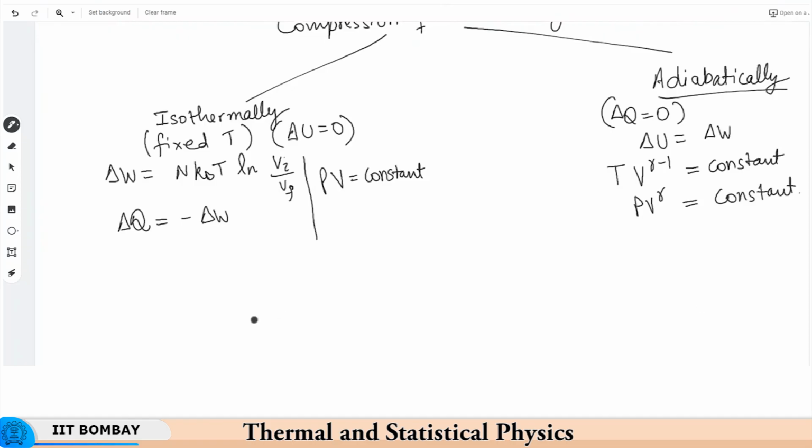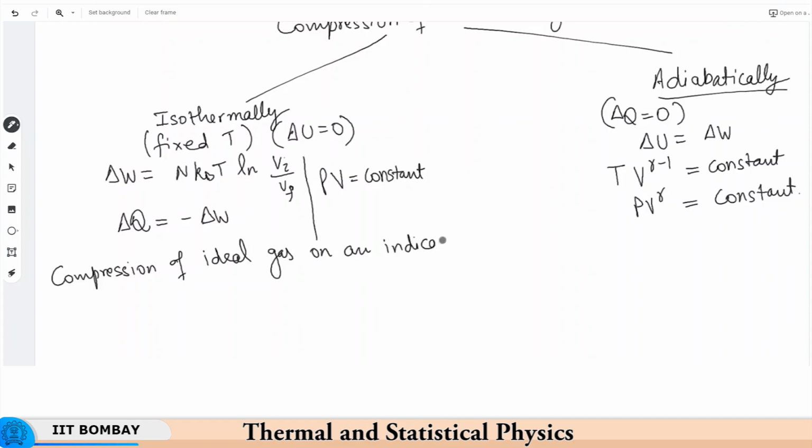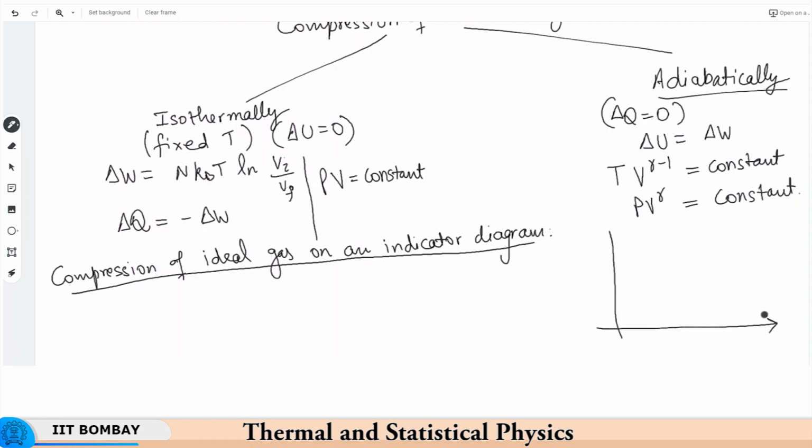Okay. So, what we will do is try to understand these two relationships a little bit more, right. So, basically we will look at the compression of an ideal gas on an indicator diagram. Right. Remember we have been discussing this indicator diagram, which is a plot between pressure and volume, right, and this plane is known as the indicator diagram.